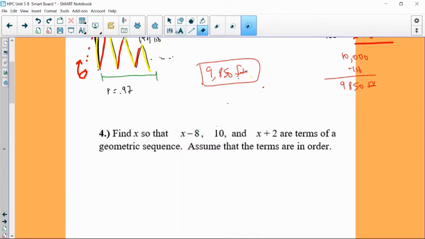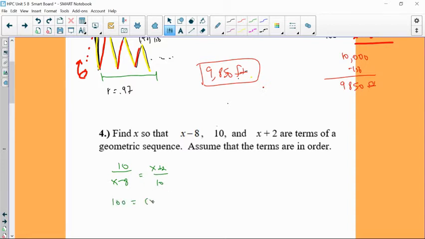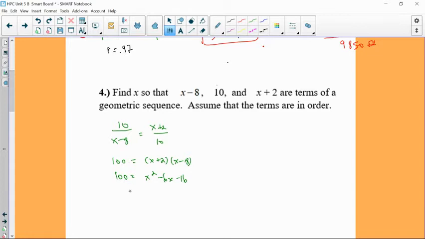So I can set up an equation then. 10 compared to x minus 8 has to have the same ratio as x plus 2 to 10. So we can solve this, cross multiply. So we get 100 is equal to the quantity x plus 2 times x minus 8. So we want to simplify that out. x squared minus 6x minus 16. And then we will go ahead and subtract 100. So 0 is equal to x squared minus 6x minus 116.